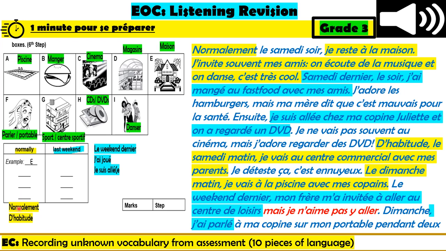So, normalement starts us away. So, what did she do? Je reste à la maison. That's our example. J'invite souvent mes amis. On écoute de la musique et on danse. C'est très cool. So, this has got to be our first one. Then, she switches tenses. Samedi dernier, le soir, j'ai mangé au fast-food avec mes amis. So, B has got to come in here. Then, still in the past, look. Je suis allée chez ma copine Juliette et on a regardé un DVD. Voilà, so H needs to be in here.